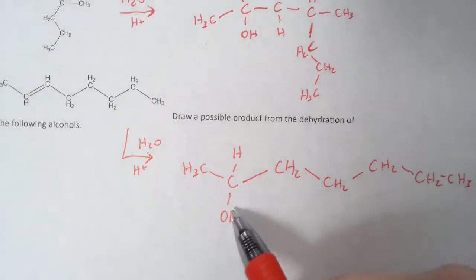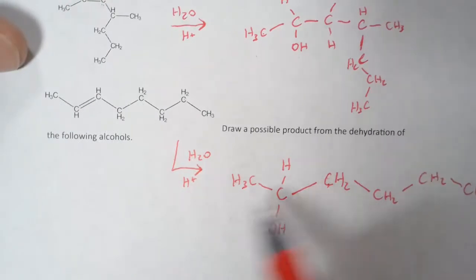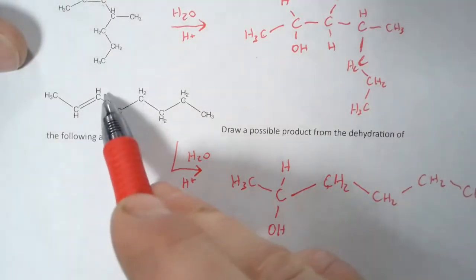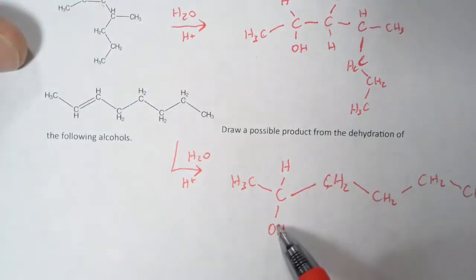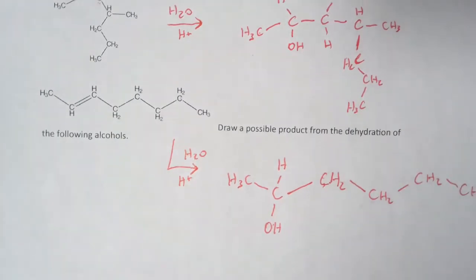And the same way, the OH could be on this carbon because the double bond was connected between the number 2 carbon and the number 3 carbon. So the OH could be here, or it could be here. Alright, so that's hydration. Now on the back we have dehydration.